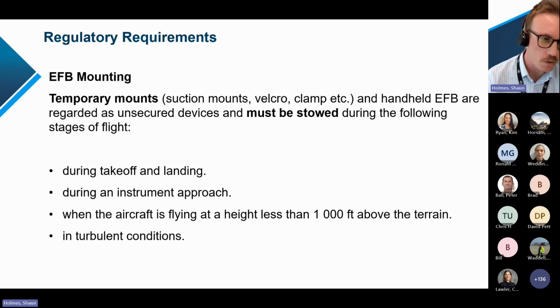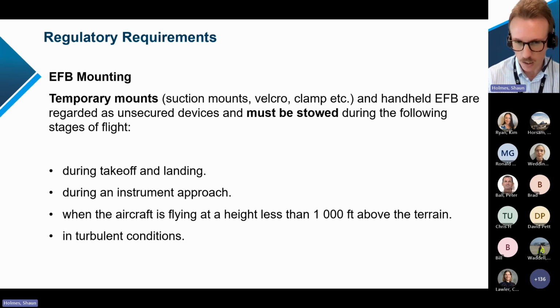So what are we talking about here? During takeoff and landing, during an instrument approach, the aircraft is flying at a height less than 1,000 feet above terrain, and in turbulent conditions. So that's something to definitely consider if you're going to use an EFB and you need access to that aeronautical information during those times. It may not be appropriate to be using a temporary mount or a handheld EFB in that situation because it needs to be stowed away safely.